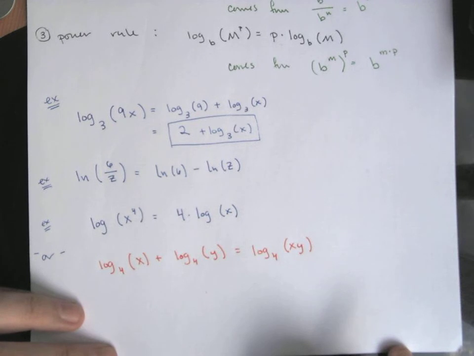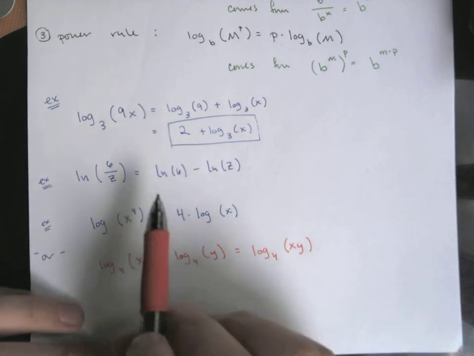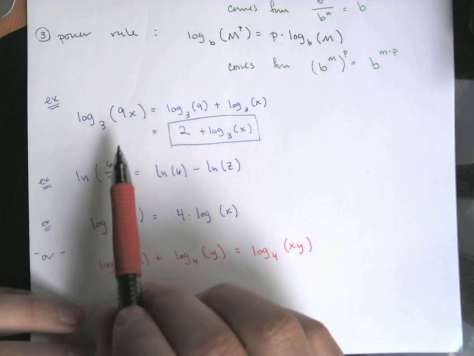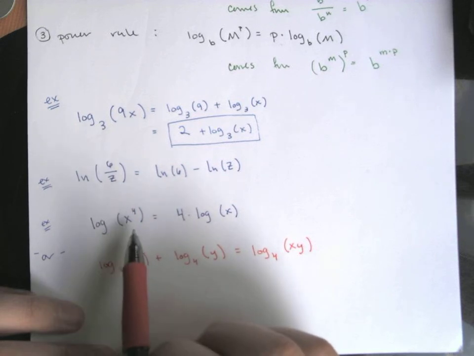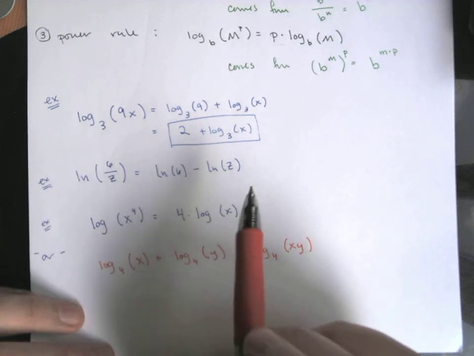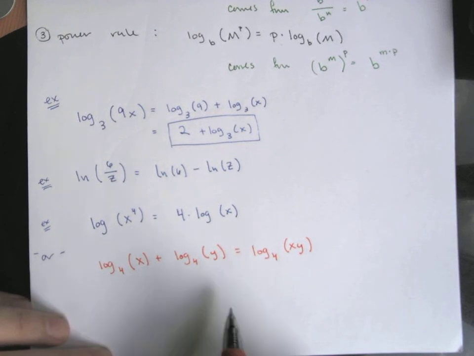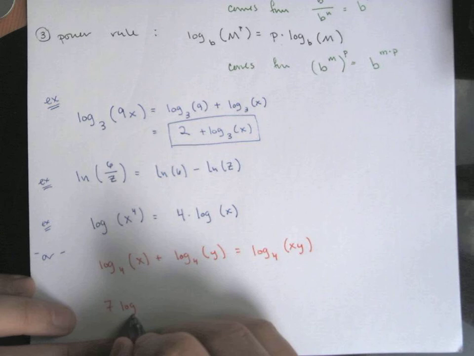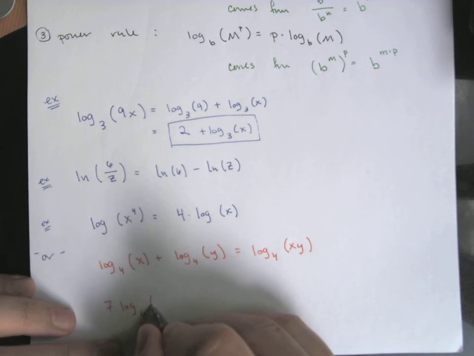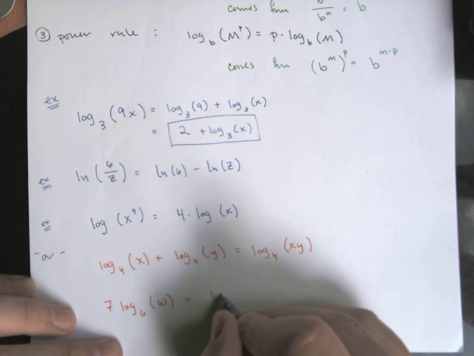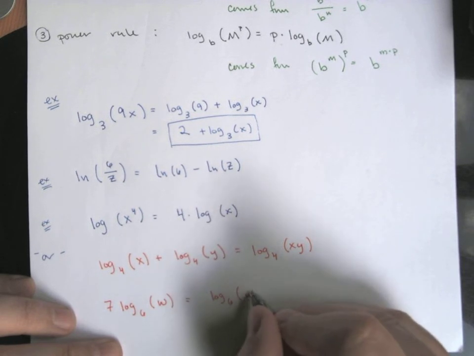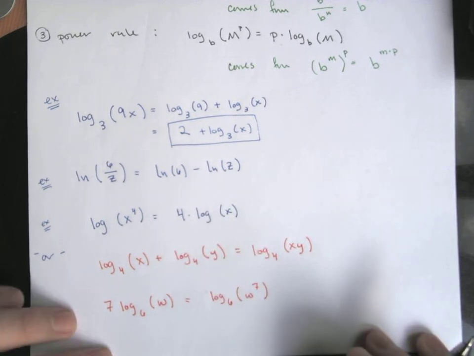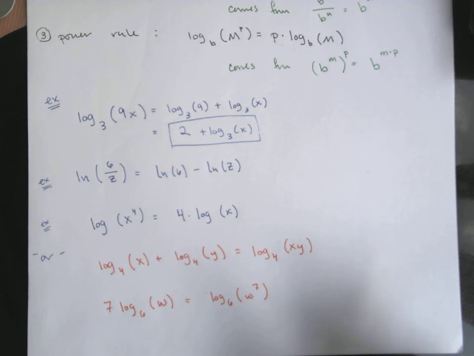So sometimes it's helpful to use this to expand your logs. So take a log with a couple of different pieces, something a little bit more complicated inside, and then expand it out. Or vice versa, if you have multiple logs together, right? Or if you have something like 7 times log base 6 of w, you can say, okay, so that's really log base 6 of w raised to the 7. So these rules work in both directions depending on what you're trying to do.